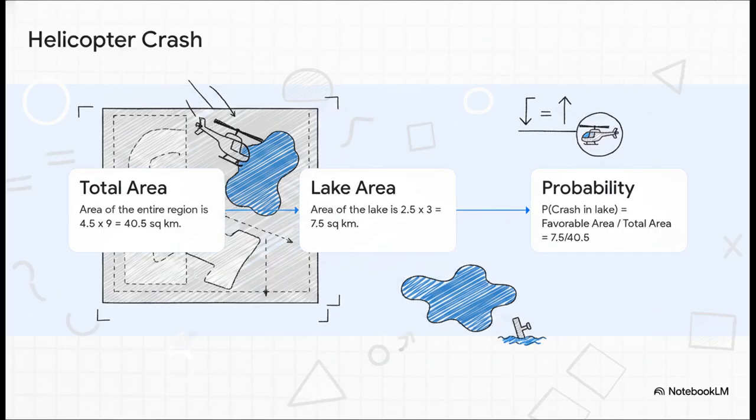But inside that region is a lake measuring 7.5 square kilometers. We just divide the favorable area, which in this case is the lake, by the total area. 7.5 over 40.5 gives us exactly a 5 in 27 chance that the helicopter is submerged in the water. It is pure geometry, calculating messy, real-world risk.